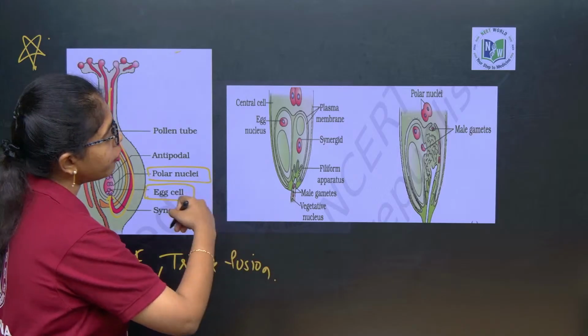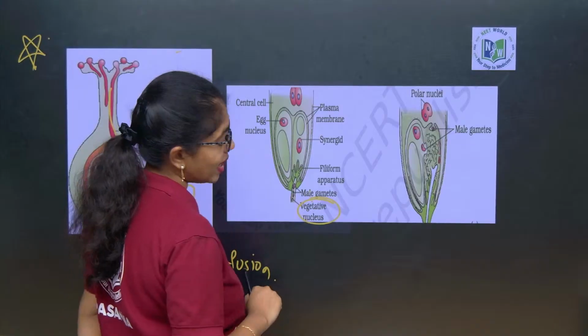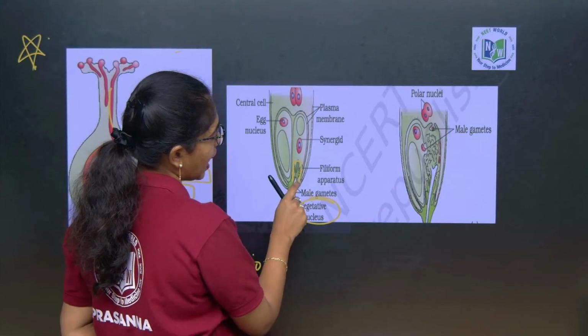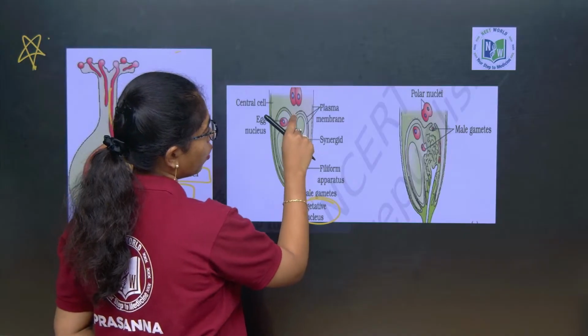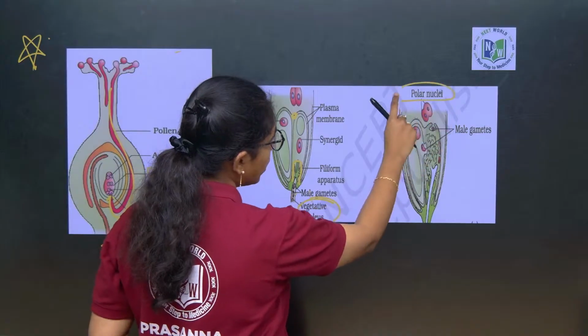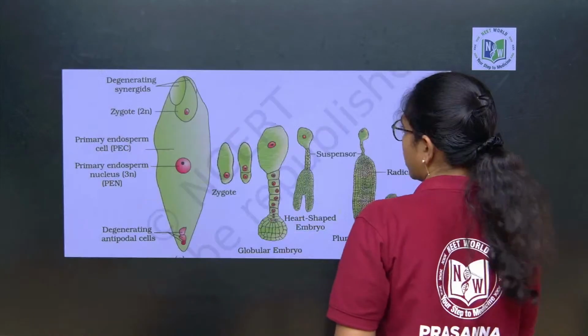Okay. So here if you look clearly, 2 male gametes, where the vegetative nucleus will be degenerated over here, and through the filiform apparatus they are entering. One male gamete will first go to the egg and the other male gamete will fuse with the polar nuclei, mediating the process of double fertilization.